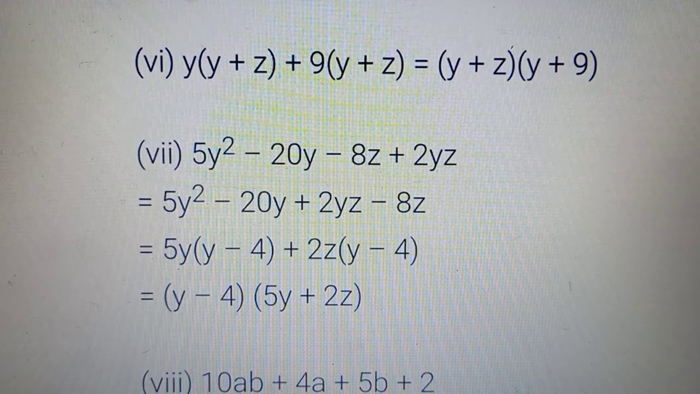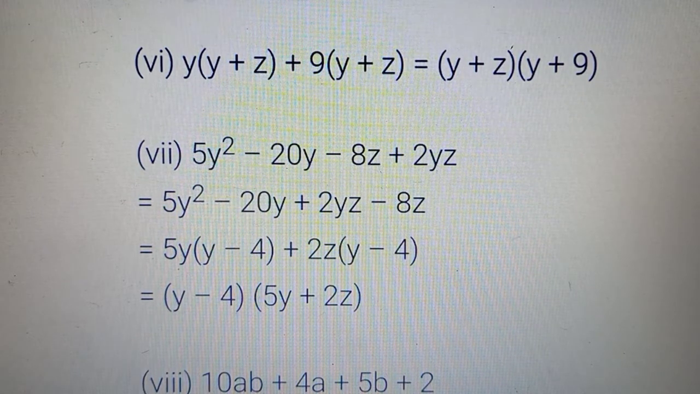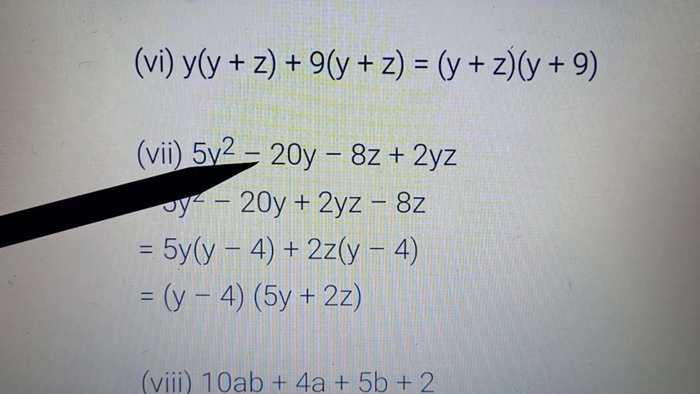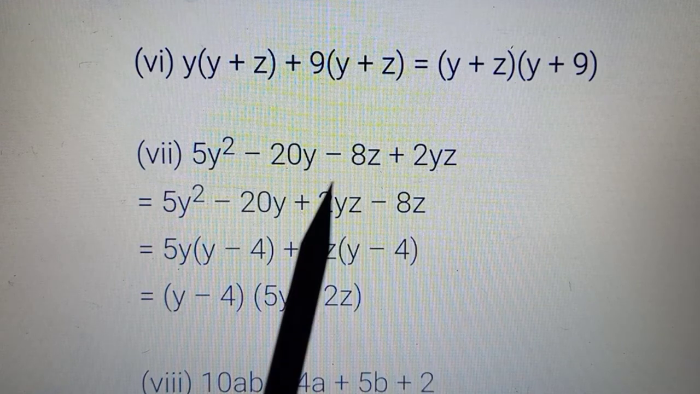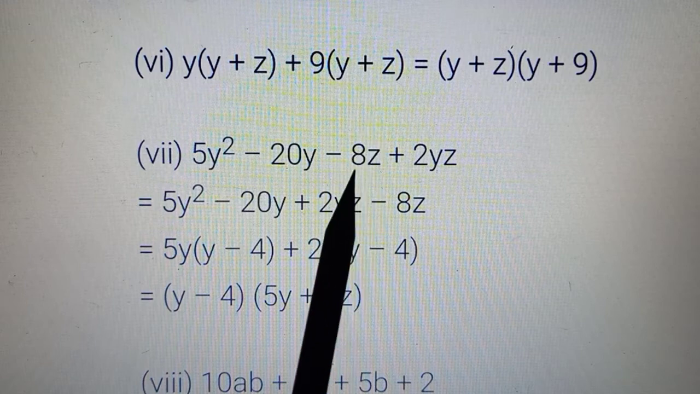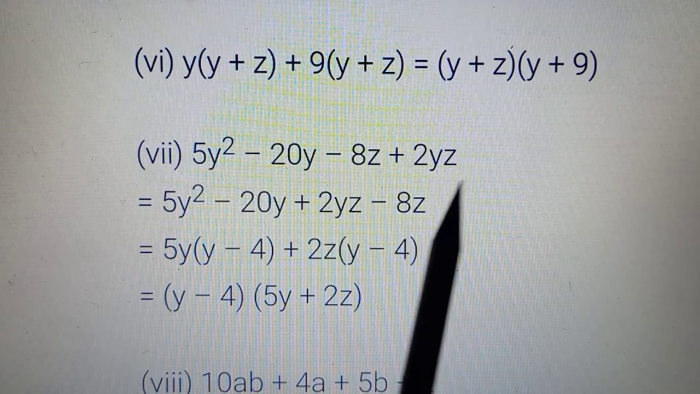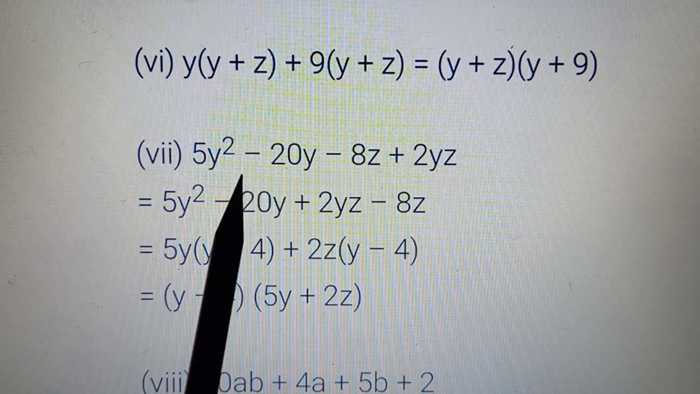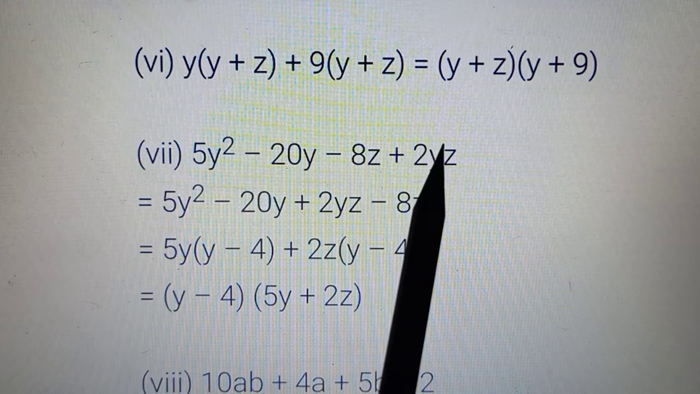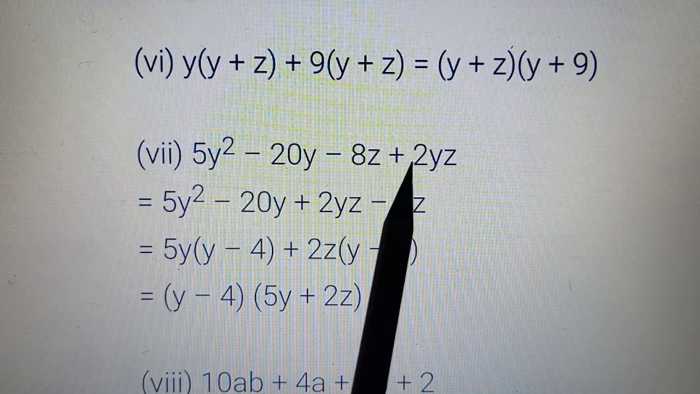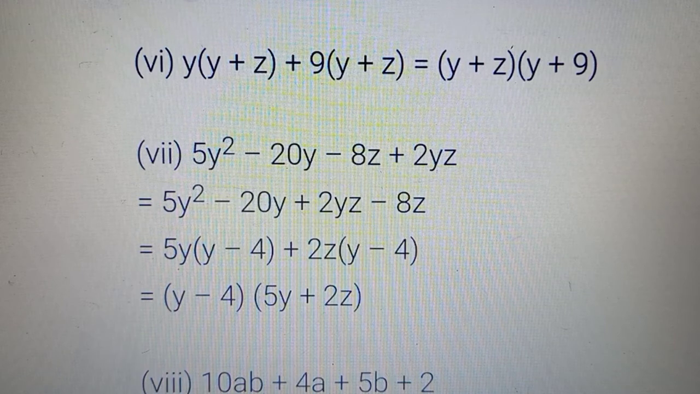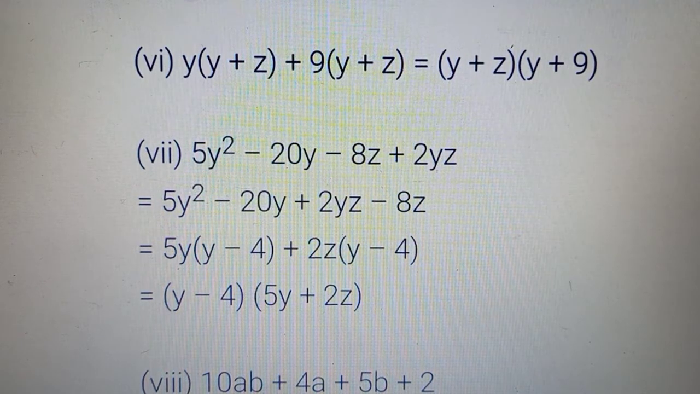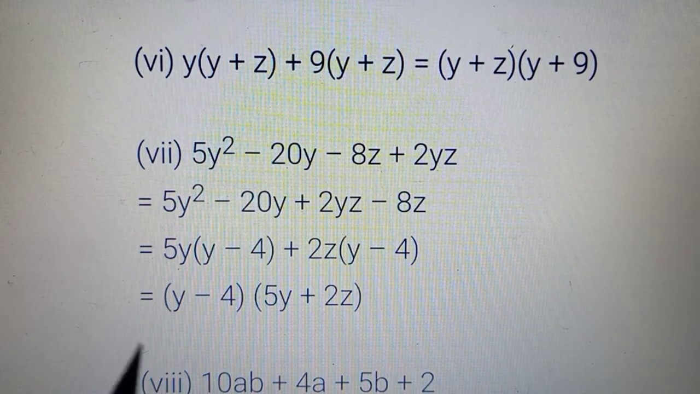All right, now in the seventh one we had a 5y square, then minus 20y, then minus 8z and plus 2yz. Again सब में तो कुछ common नहीं है, y is present not in the third one, बाकी में है, z is only in the last two, and then from 5, 20, 8 and 2 again you cannot take everything common. 2 is factor of these three, 5 is factor of these two only, so there is nothing we can take common from all the four terms. So again we'll see grouping कि group करके हमें क्या advantage मिलता है, do we get same factor or not.